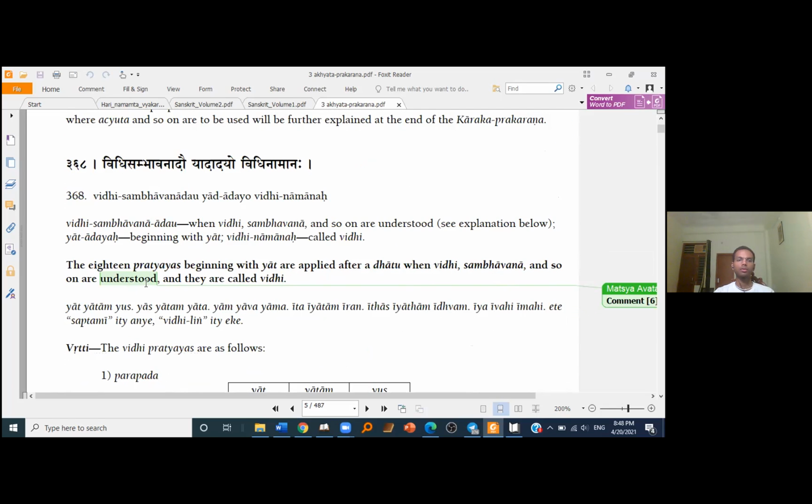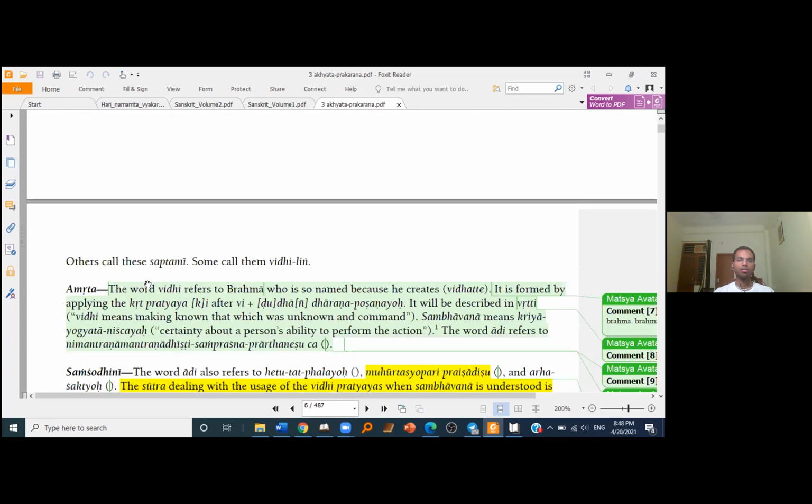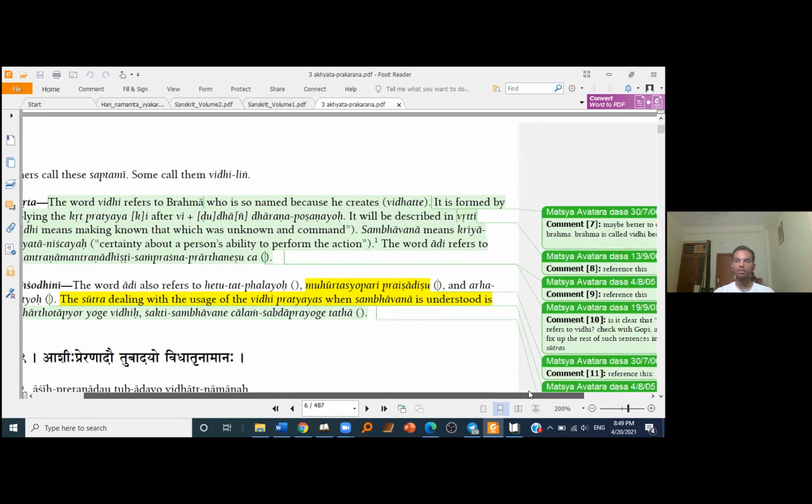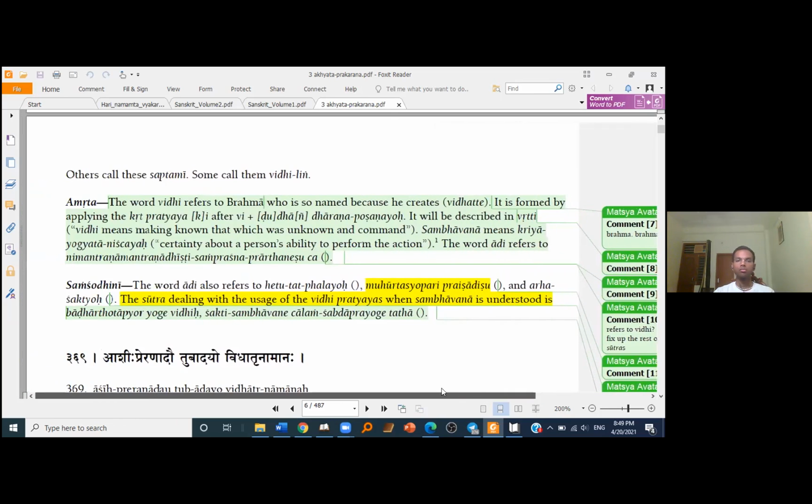Vidhi sambhavana and so on. The word Vidhi refers to Brahma, who is so named because he creates. Vidhi means making known that which was unknown, and command. It will be described in the Vritti, I think it says. It will come later. In Sanskrit, the maxim goes: kartavyatvenopadesha vidhi. So it will come ahead. What is vidhi? And sambhavana means kriya yogyata nishchayah, certainty about a person's ability to perform the action.